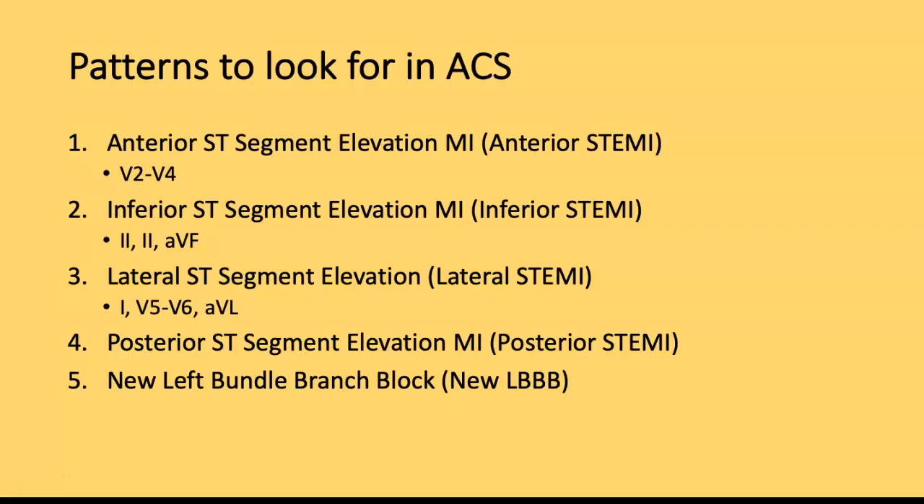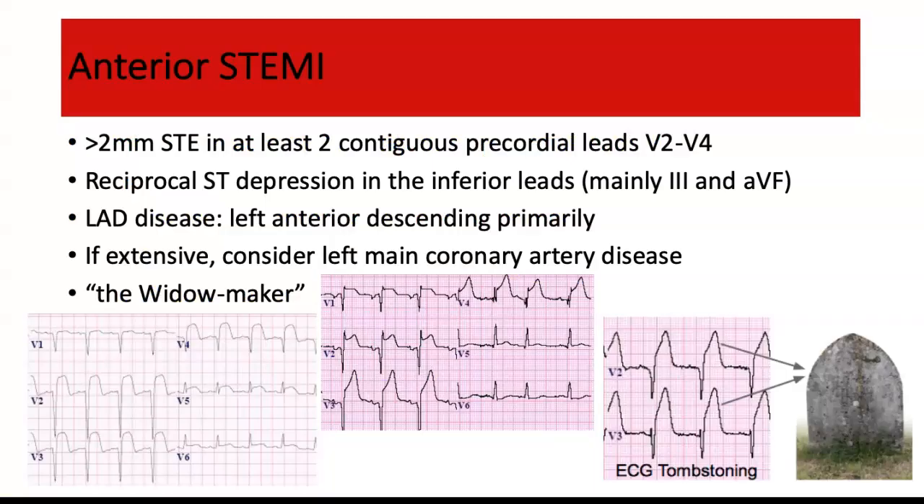So we're going to go over some specific patterns to look for in acute coronary syndrome. We're going to be looking at anterior STEMIs, inferior STEMIs, lateral STEMIs, posterior STEMIs, actually right-sided STEMIs, and left bundle branch blocks. First up is anterior STEMI.